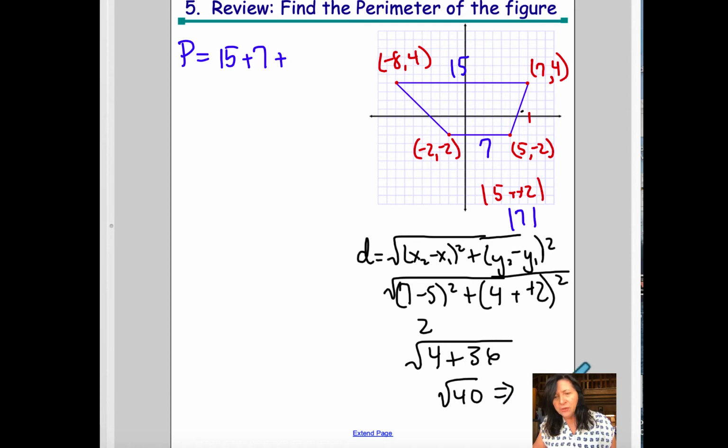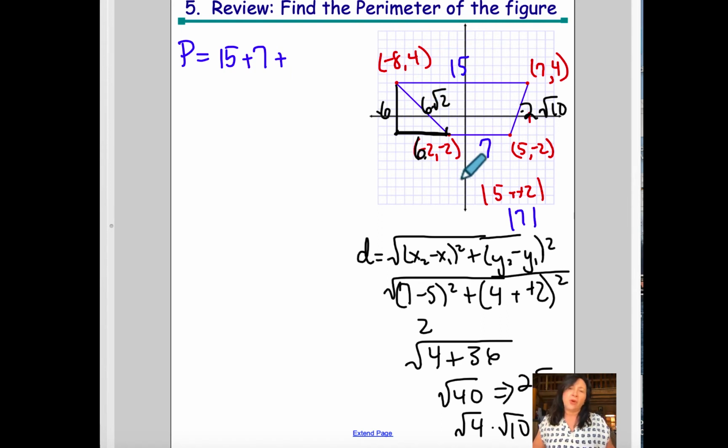I can reduce that by taking out a 4, right? Square root of 4 times square root of 10. So that's going to be 2 root 10. So this length is 2 root 10. Now to find this length, I can also use my distance formula, but I'm actually going to show you a different way, and I'm going to use the Pythagorean theorem. So if I went up 4, this is 4 and this is 2, so this length is 6. And for this value here, negative 2 to negative 8, that's also 6. So 6, remember this, 6 root 2, using the Pythagorean theorem. And so that length is 6 root 2.